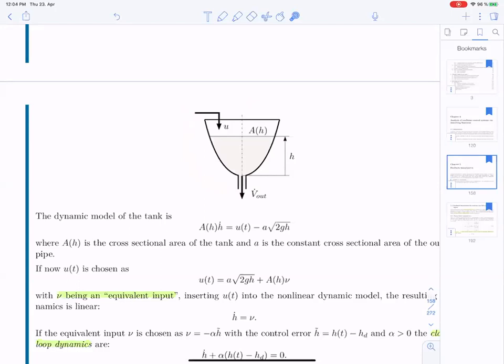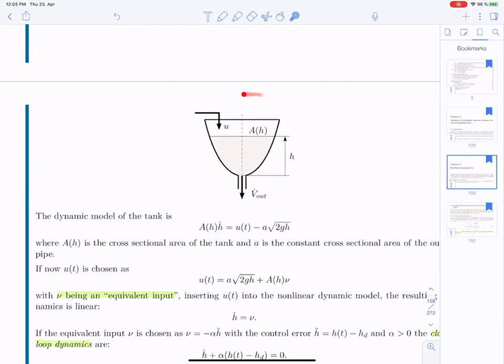Assume there is some kind of pipe that you might open or close. Depending on the actual level, denoted by H, there is a certain cross-section surface level, called A of H. In this case it's diverging, so the bigger the level, the bigger the surface is. And then of course there's some outflow; we assume there's some kind of valve.